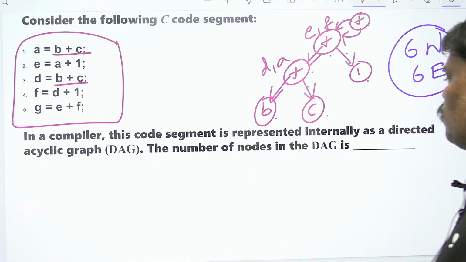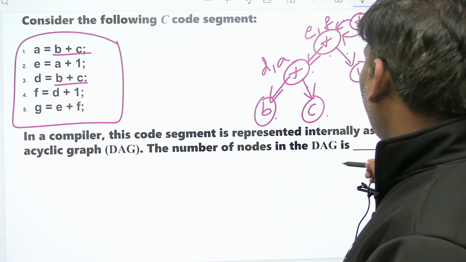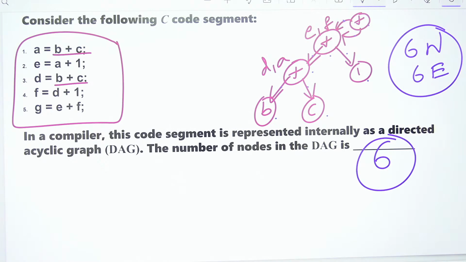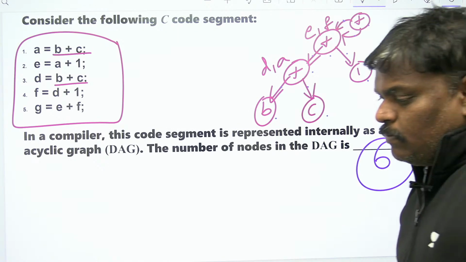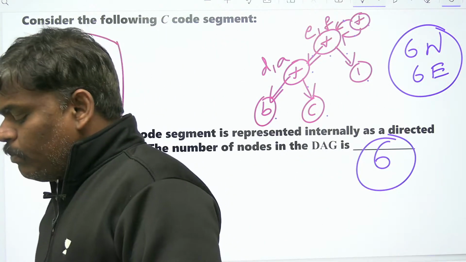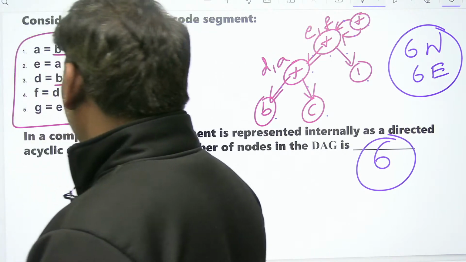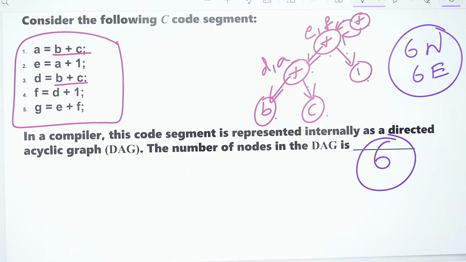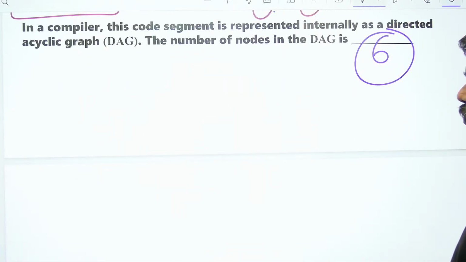So he is asking the number of nodes in the DAG. In a compiler, this code segment is represented internally as a directed acyclic graph. The number of nodes in the DAG is 6. Careful, DAG may come in the exam.